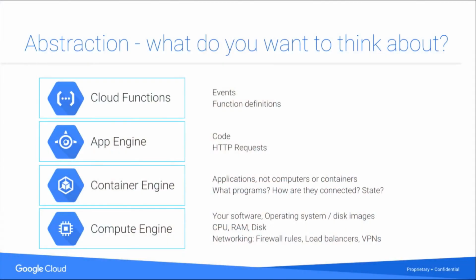When you talk about abstraction levels, it's a summary of what we have discussed so far. Cloud Functions is event-driven basic functions, App Engine is basically HTTPS requests, and Container Engine is basically for applications. You think about the application, not the computers or containers. With Compute Engine, you can run your code and customize the operating system, disk, images, CPUs, RAM, a lot of things around that.